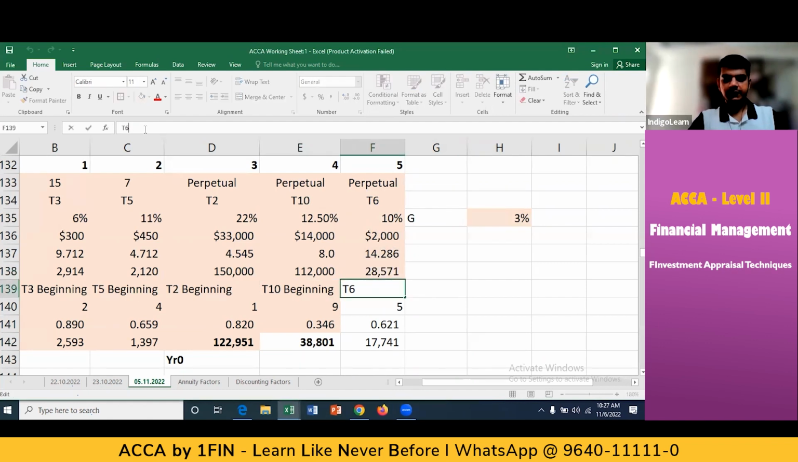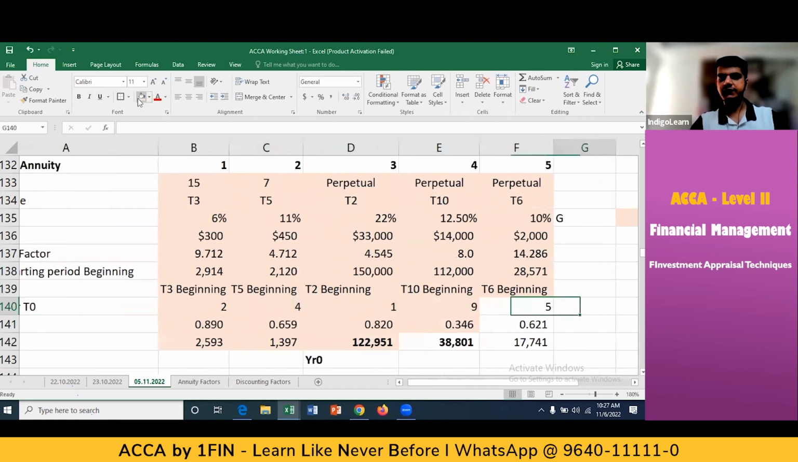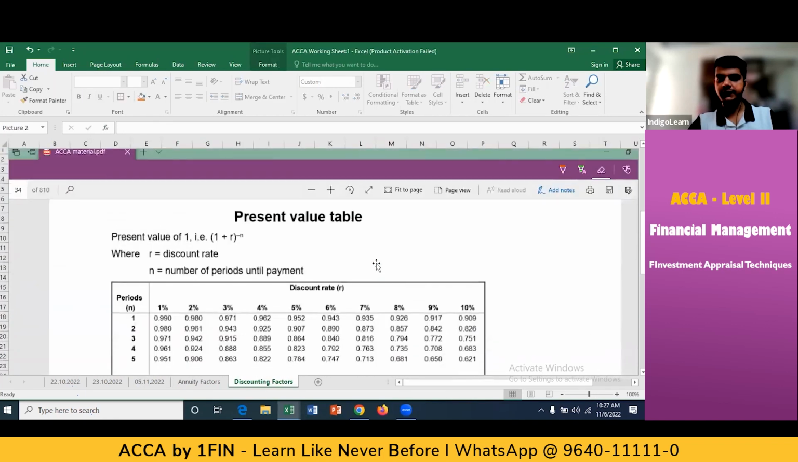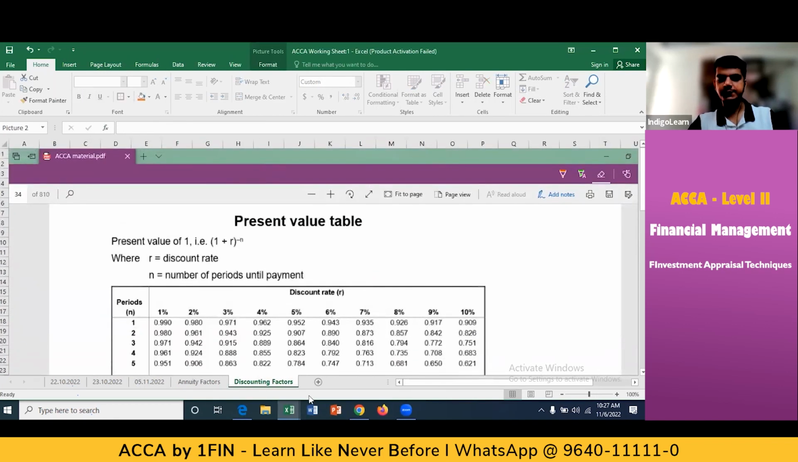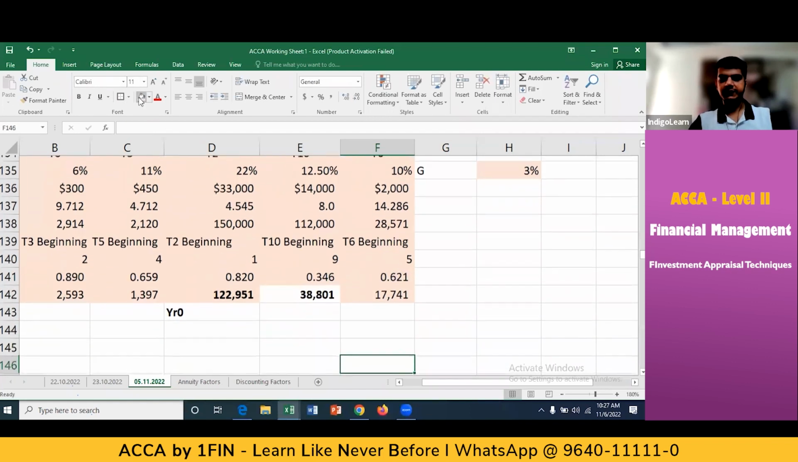Then we'll discount it back to year 0. Because we are standing at year 6, we want to go to year 0, so the discounting is of 5 years. We'll see 10%. What is the discounting factor for 5 years? Directly we can get it from here. That is 5.621. Okay. So we'll multiply it and get the answer 17,742. Very nice. Good.